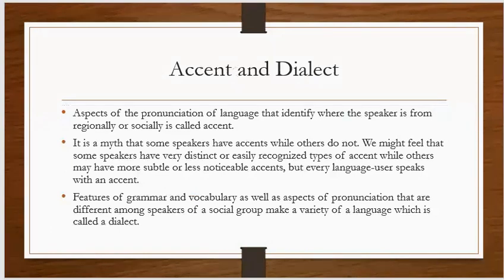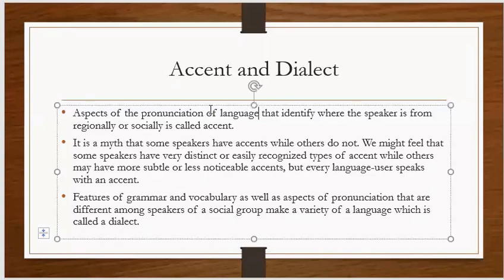Now, the next topic is accent and dialect. If we talk about accent, aspects of pronunciation of a language that identify where the speaker is from, regionally or socially, is called accent, right? Aspects of pronunciation of a language are called the accent.